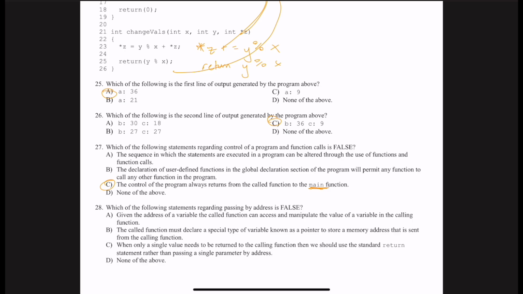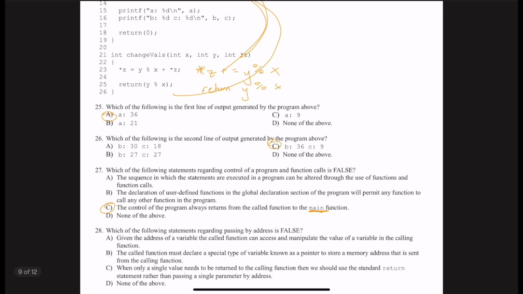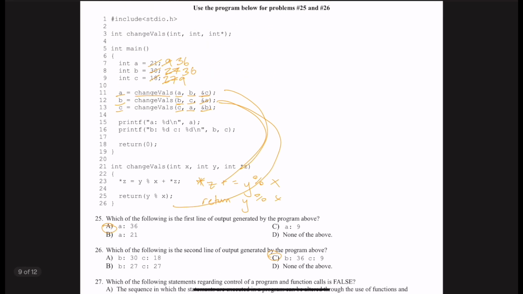Question 28. Which of the following statements regarding passing by address is false? A. Given the address of a variable, the called function can access and manipulate the value of a variable in the calling function. This one is true, right? Just as we did up above, by passing this pointer, so we have star z, we're able to change the variables in main by using the address.